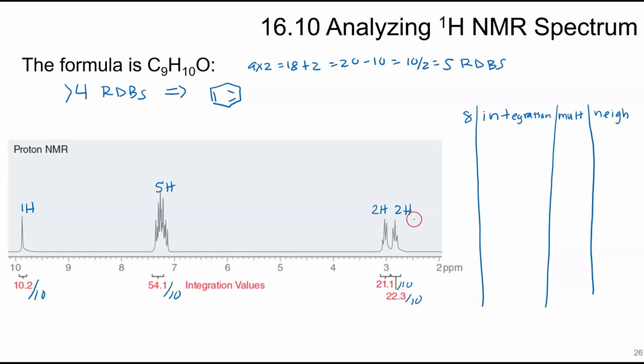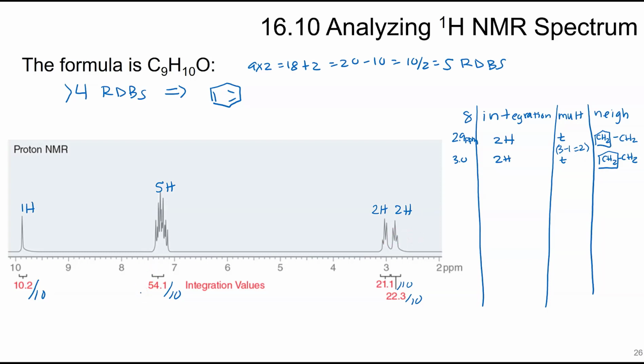The first shift here is around 2.9 ppm. This is going to be a sloppy table. I'm going to run out of room. The integration is 2H, and that is a triplet, which means I have a CH2 next to 3 minus 1 equals 2, a CH2. So this is next to a CH2, and then I have something at 3.0. It is 2H. It's another triplet, so it's a CH2 next to a CH2. The triplet minus 1 is the number of protons next door.